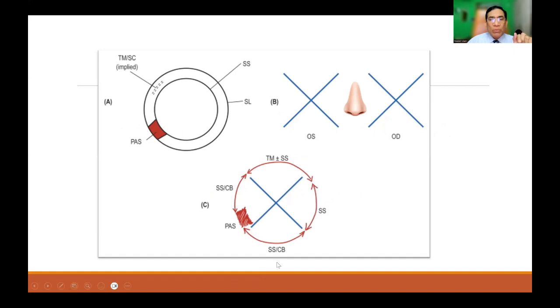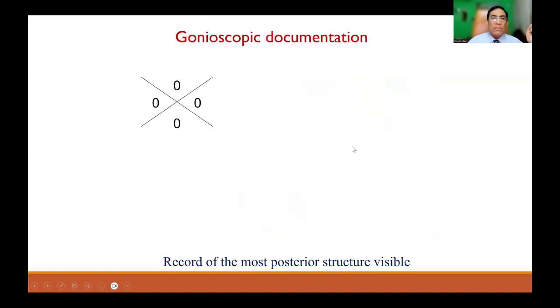How to write? There are many ways you can write, like this circle. The inner circle represents the pupil part, the outer is Schwalbe's line, and in between is the trabecular meshwork and others. Similarly, you can also make an arrow like this. And most commonly done is the cross: the cross for the right eye, a cross for the left eye. Very important.